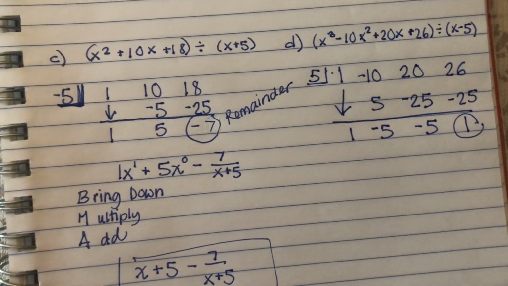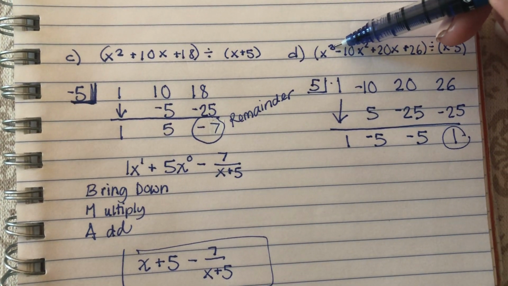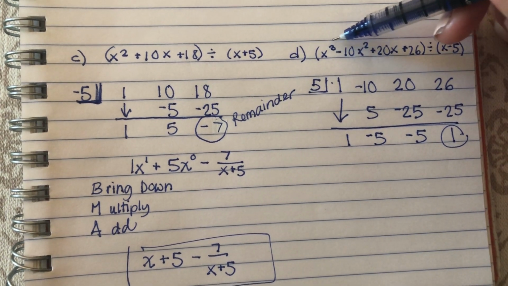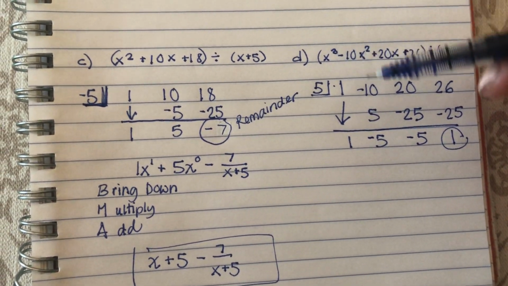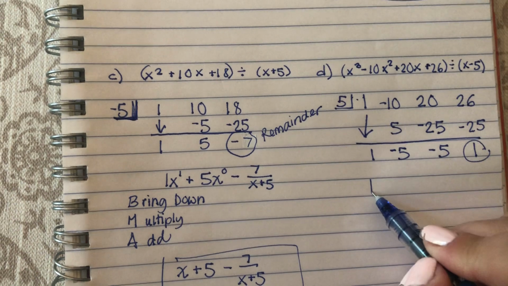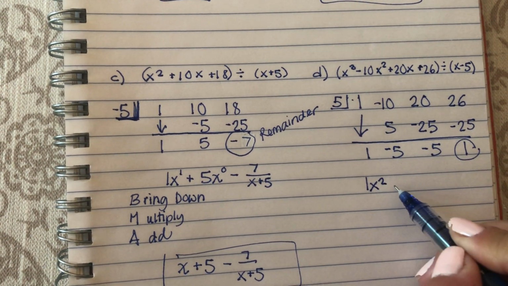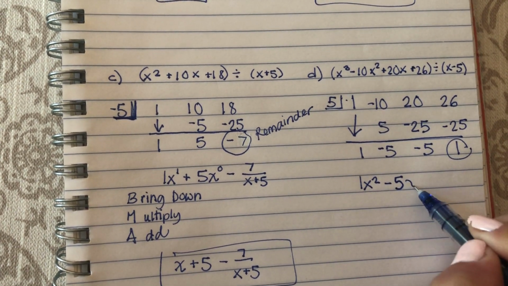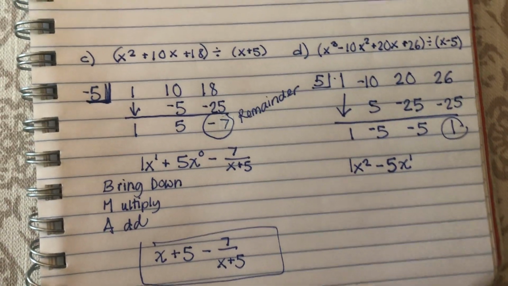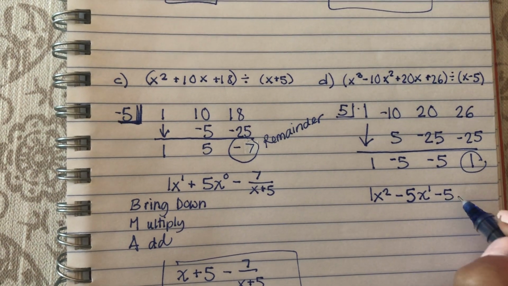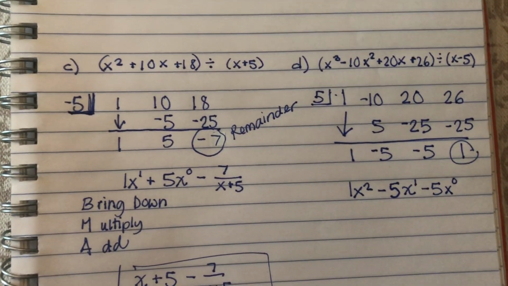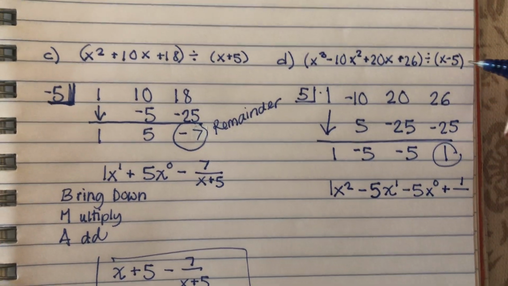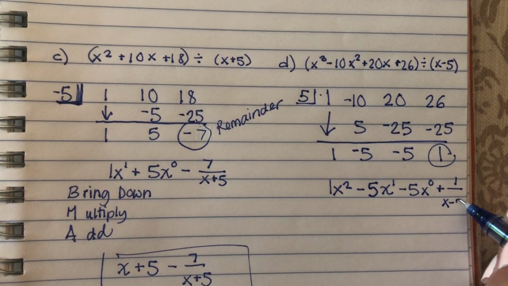It did not go in evenly, okay? So we write our polynomial quotient, our answer, with 1 less from the exponent. We're starting with x squared. So we have 1x squared minus 5x to the first minus 5x to the 0, and then this is our remainder. We write that as positive 1 over what we divided by, x minus 5.